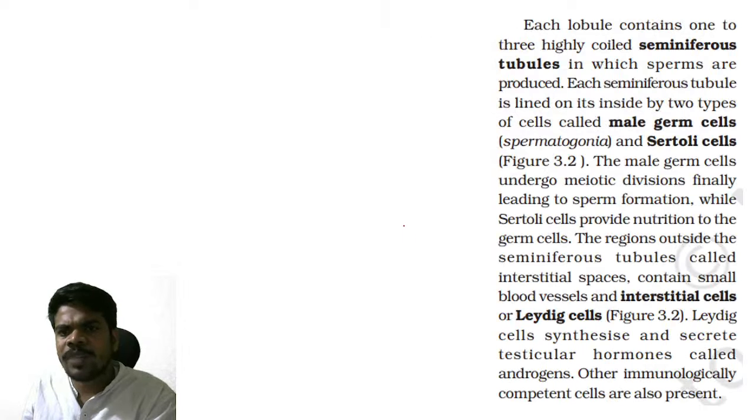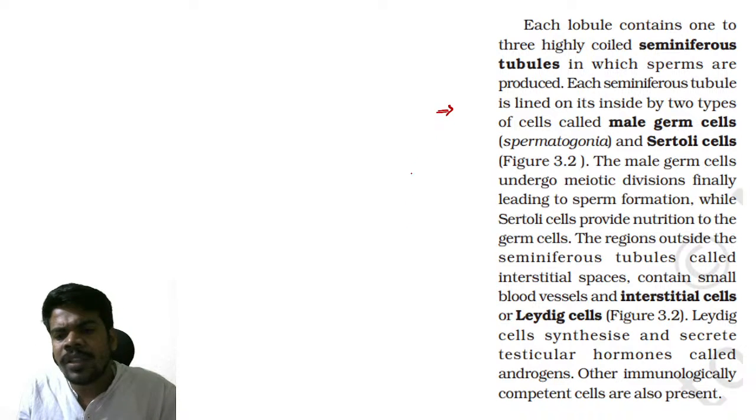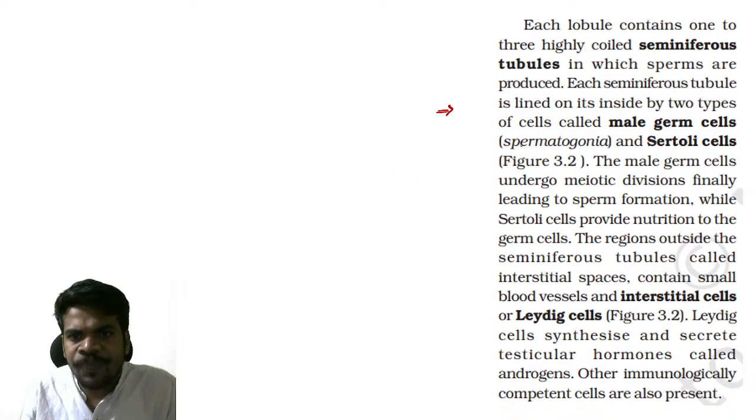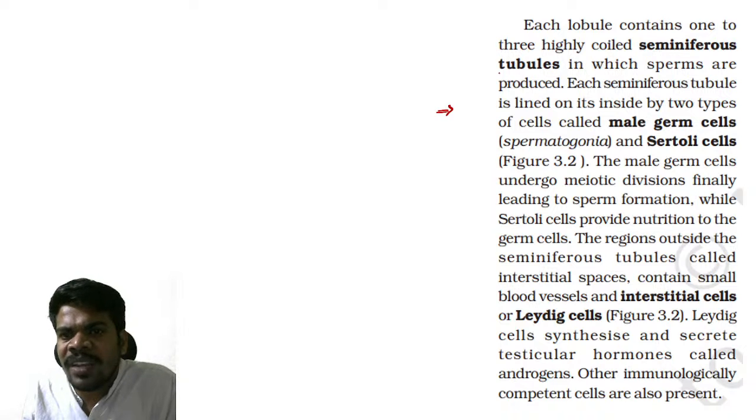Okay, so next paragraph. From this particular paragraph, more than 3 questions are there. We will see. First, I'll read the paragraph. Each lobule contains 1 to 3 highly coiled seminiferous tubules. How many? 1 to 3 seminiferous tubules.